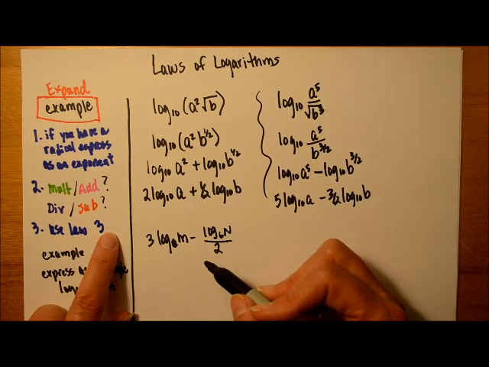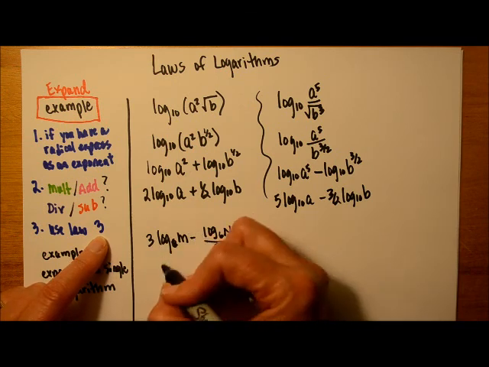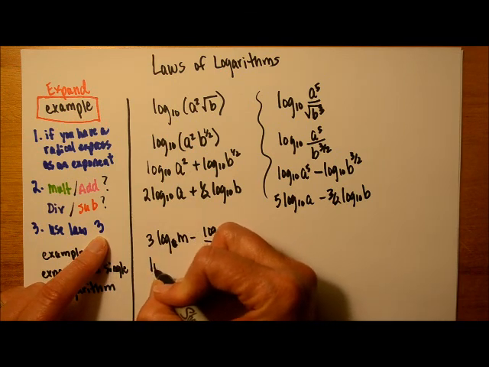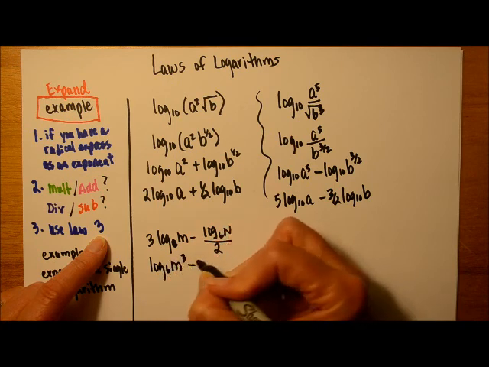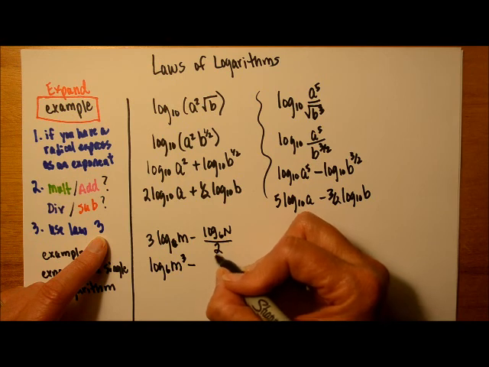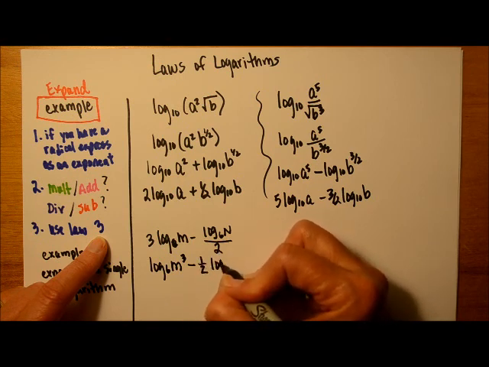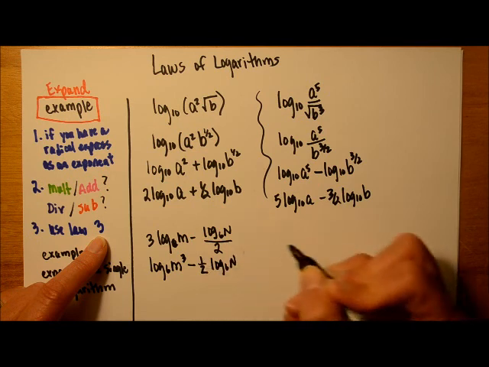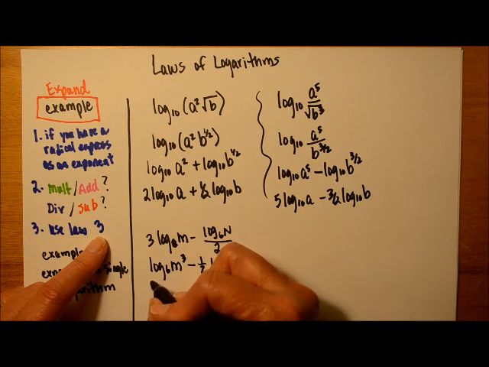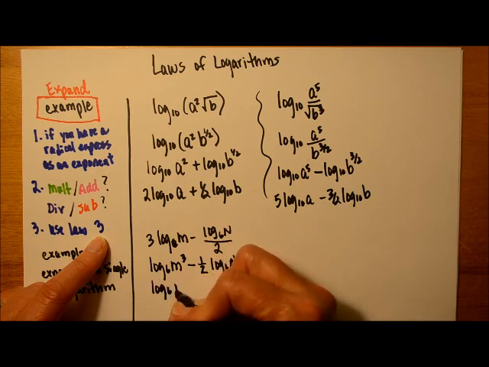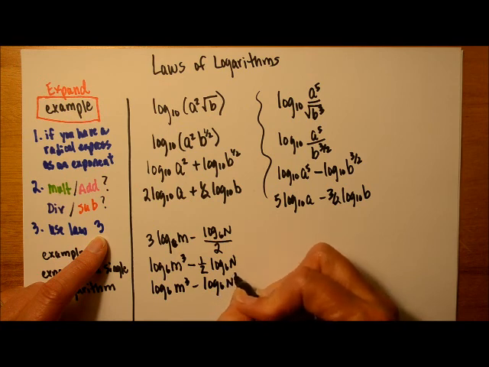So use law 3. That means this 3 needs to pop back up by this m. So I have log base 6 m cubed minus this 2 under here. It really looks like this, and I'm just going to write it out for you: log base 6 n, really you have a 1/2. So that 1/2 is going to pop up on that n. So I have log base 6 m cubed minus log base 6 n to the 1/2.